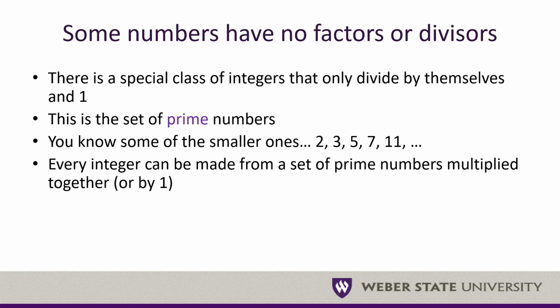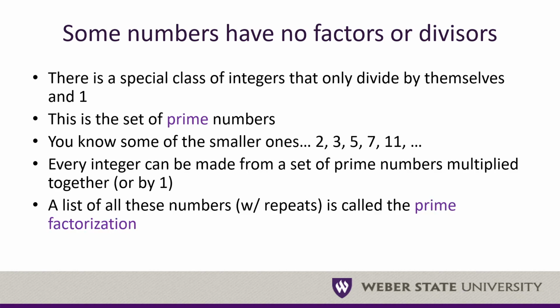Every integer can be made using a set of prime numbers. We call this the prime factorization of a number. If I list all the numbers with the repeats, it's a prime factorization. If I leave out repeated numbers, we would call it the set of prime factors. So it's not the factorization, because the factorization implies that if I divide every number listed, I'm going to get the result. With the factors, it means I'm ignoring anything repeated.